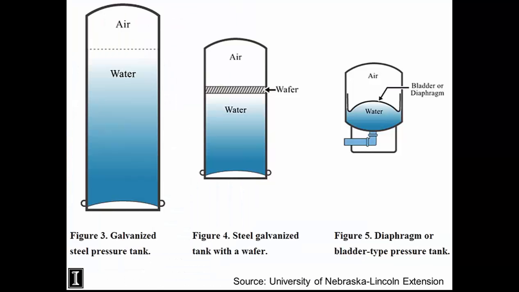Okay, so these are 3 different pressure tanks. Initially, 50 years ago, it was a galvanized steel pressure tank, figure 3 here, where you put air in a tank and you put water in, and the air pushed the water back out into your house. The problem with these tanks, and they're not really used anymore, you don't find them to buy these days, is that the air can diffuse into the water, and eventually your bladder tank or your pressure tank becomes waterlogged, so to speak.